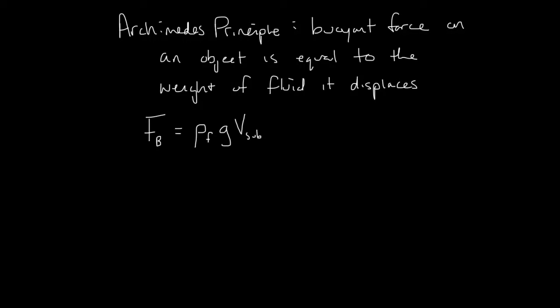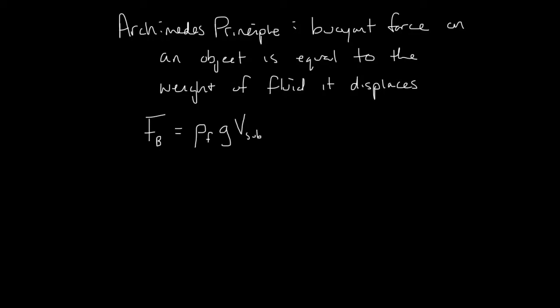Okay, so this leads us to Archimedes' principle. Archimedes' principle says that the buoyant force on an object is always equal to the weight of the fluid that it displaces. Mathematically, that means that the buoyant force is always going to be equal to the density of the fluid that the object is in times g times the volume of the object that's submerged.